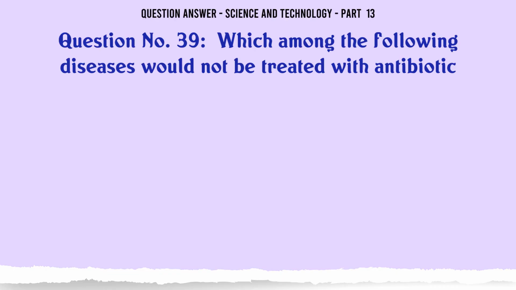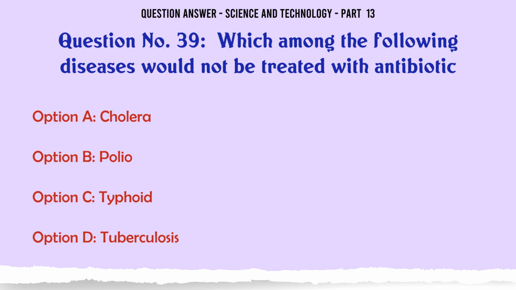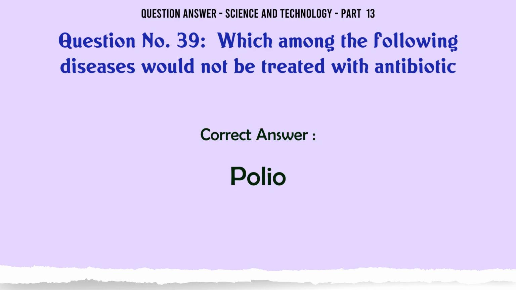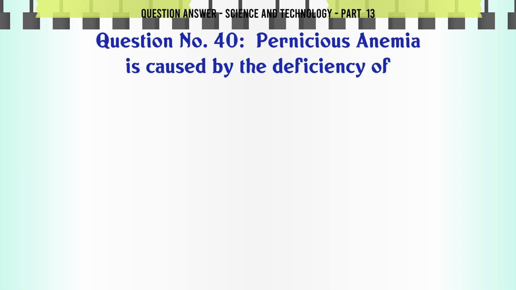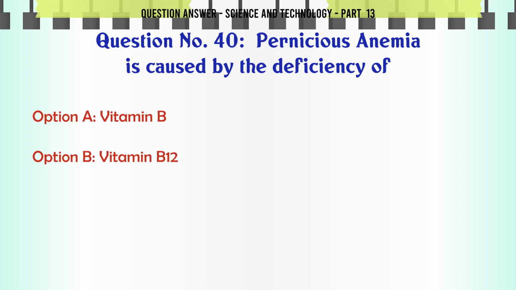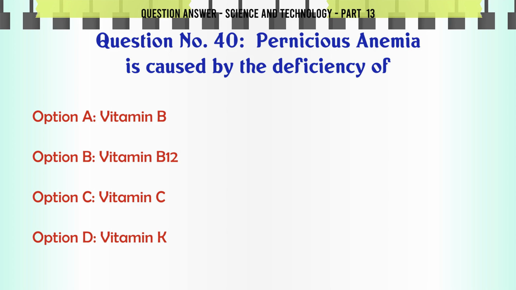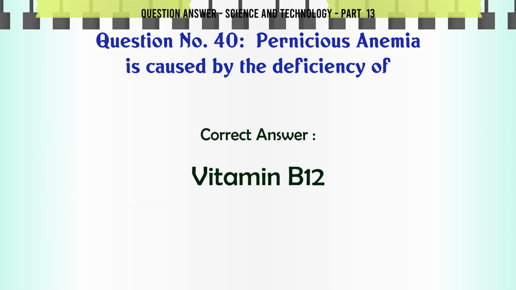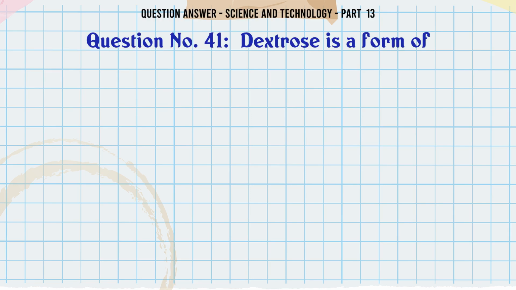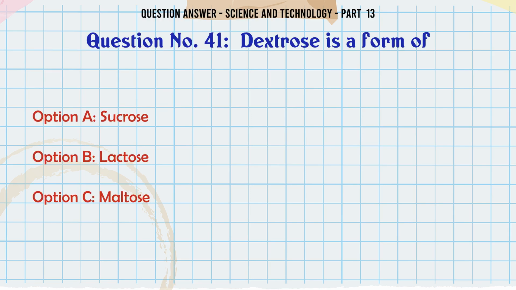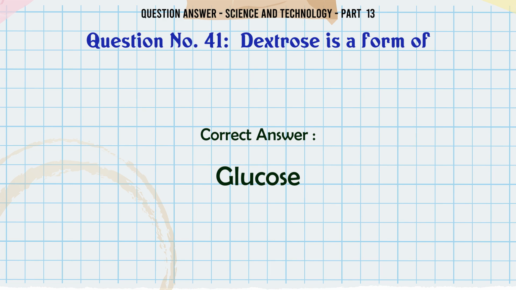Which among the following diseases would not be treated with antibiotic? A. Cholera. B. Polio. C. Typhoid. D. Tuberculosis. The correct answer is polio. Pernicious anemia is caused by the deficiency of A. Vitamin B. B. Vitamin B12. C. Vitamin C. D. Vitamin K. The correct answer is vitamin B12. Dextrose is a form of A. Sucrose. B. Lactose. C. Maltose. D. Glucose. The correct answer is glucose.